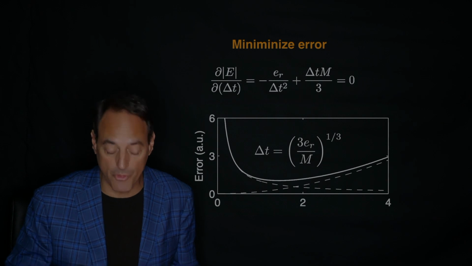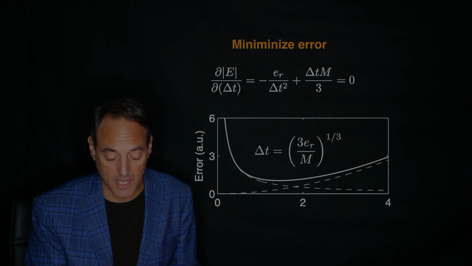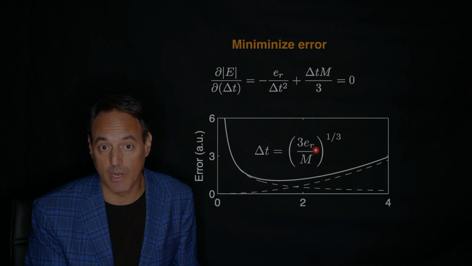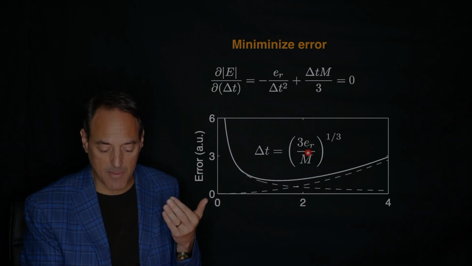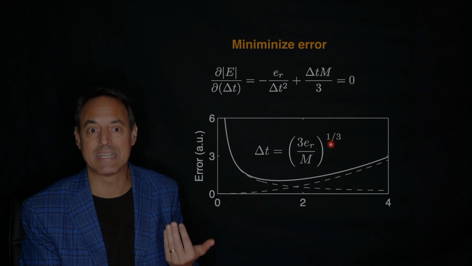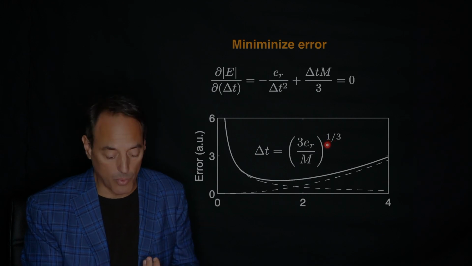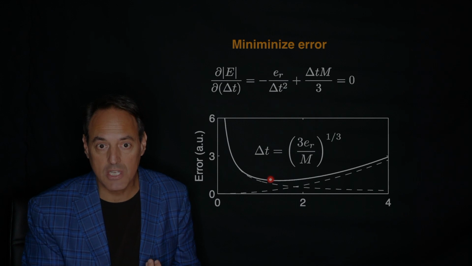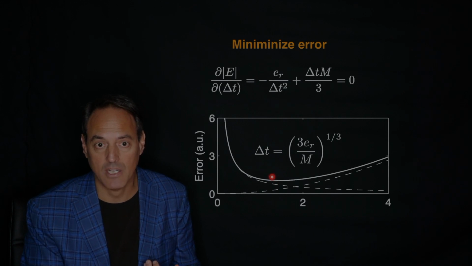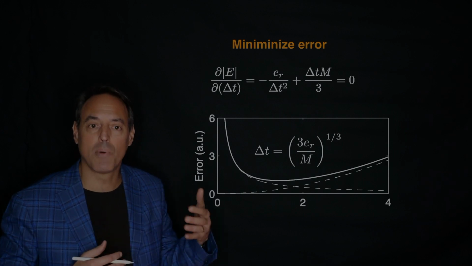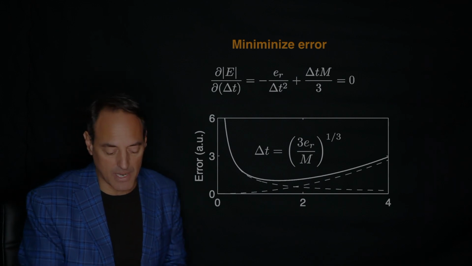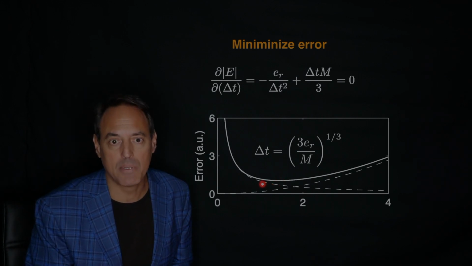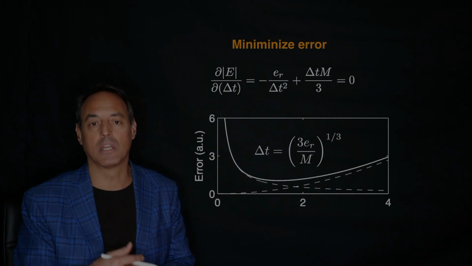Okay? So there it is. Now notice this is 3 e to the r, which is this numerical round off, over m, which is the maximum third derivative, to the 1/3. So if e to the r is like 10 to the minus 15, I take 10 to the minus 15 to the 1/3 power. This is like 10 to the minus 5. What we're really saying then is your delta t here, which is the minimum step size for the minimum error, you shouldn't take your delta t any smaller than 10 to the minus 5. Okay? Because once you take it smaller than 10 to the minus 5, what's actually happening due to numerical round off, your error is actually getting bigger.